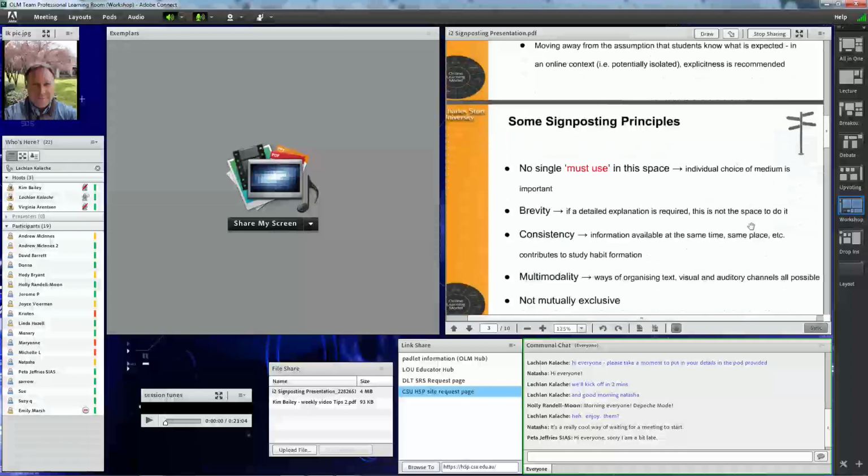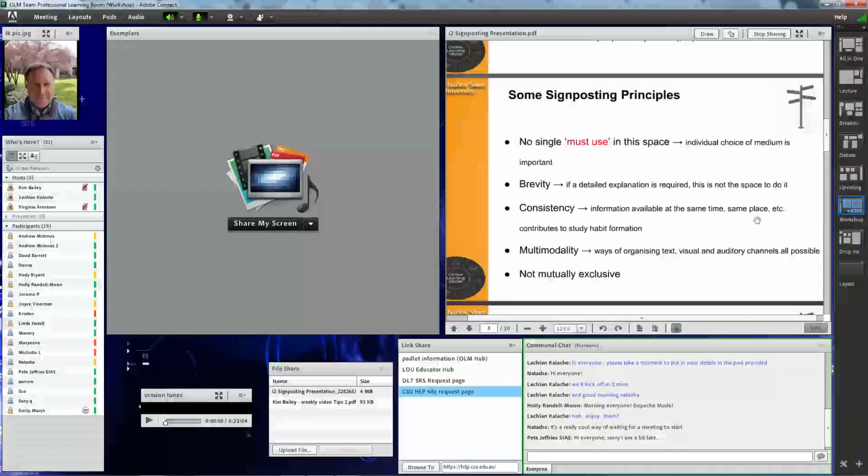Getting into some principles behind it. Some of these are fairly obvious, but the first one that I always like to say is none of this is prescriptive. It's not that you must use any of them in this space. The idea is that you find something that works for you and play around with the different techniques that are suggested, but none of it is if you're going to do signposting, you must use this or this or this.